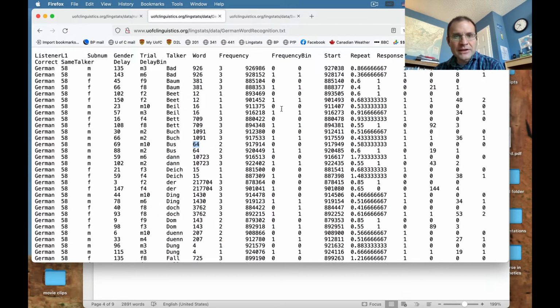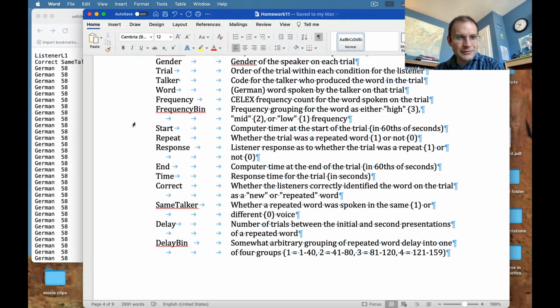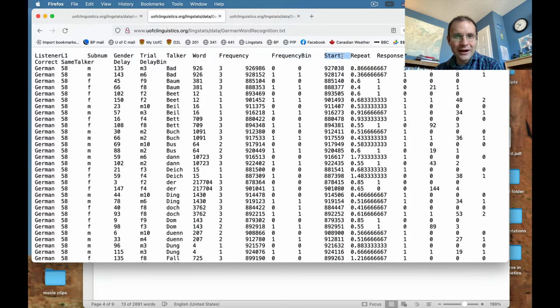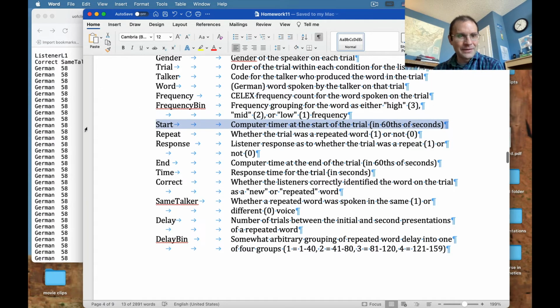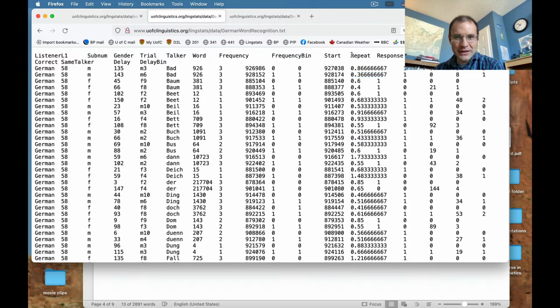There's also timing information on this, which is not super great. This is before I really learned how to deal with timing information, but there's a computer timer that gets started when the trial is presented to the listeners, and then it ends at a later time. The problem is the timer counts in 60ths of seconds, because that's how often electricity goes in an alternating current to your computer. Like I said, it's not super sophisticated. But anyways, it eventually gets converted into seconds, but they're basically in 60ths of seconds still.